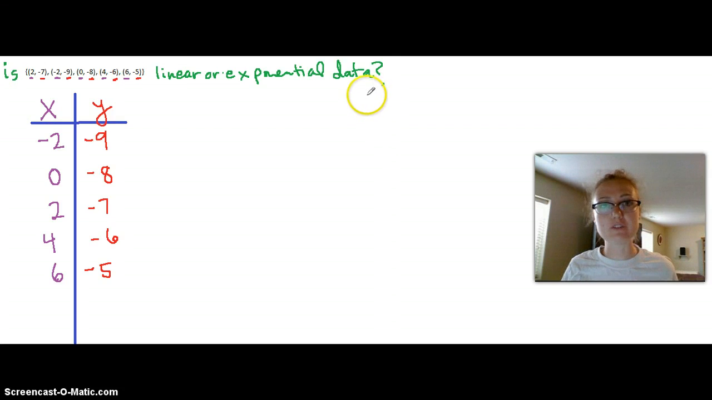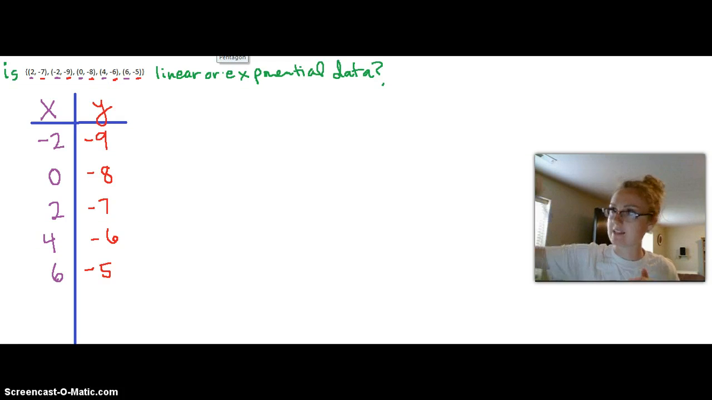There's a couple ways we could do this problem. We could actually graph all of these points and see if we come up with a line, if the points form a line, or if they form sort of a curve that increases more and more as it moves forward. We would then know whether we have a linear function, if it makes a line obviously, or an exponential function if it forms that curve, just by plotting the points on a graph.